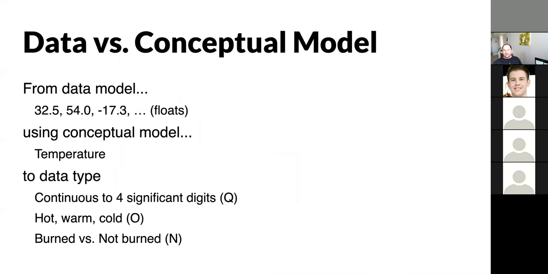And we can actually go from a data model, like here we have some numbers, to a conceptual model of temperature, to a data type. Is it quantitative, continuous to 4 significant digits? Is it ordinal: hot, warm, or cold? Or it could even be nominal, in the right context, like my toast burned or not burned, or frozen or anything like that.